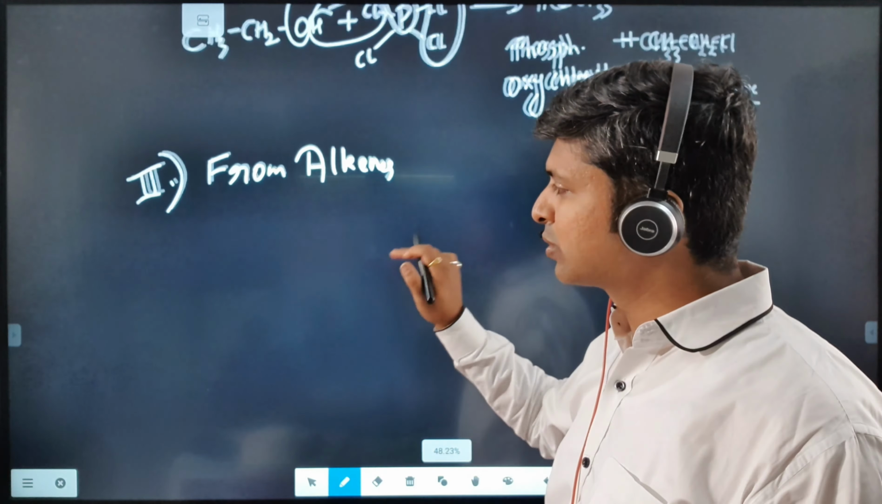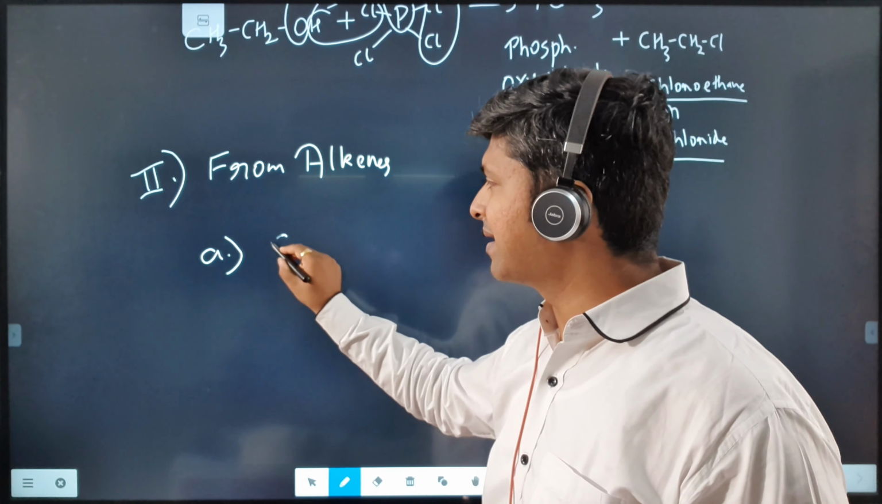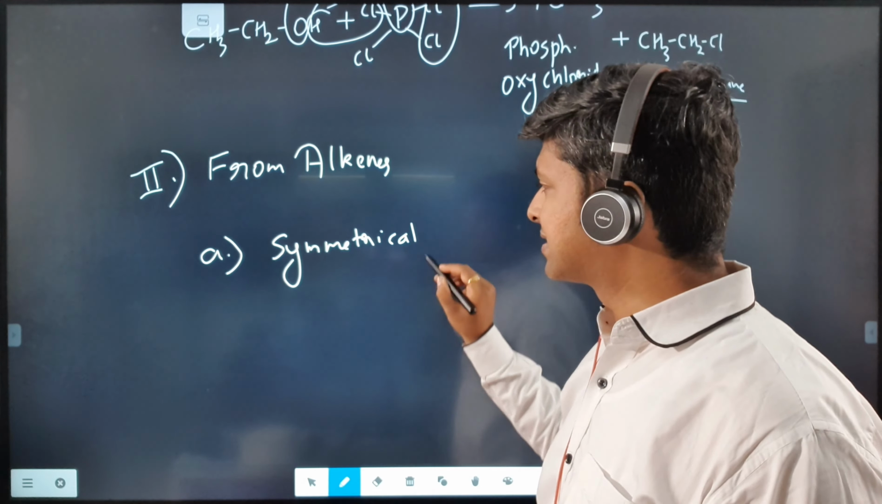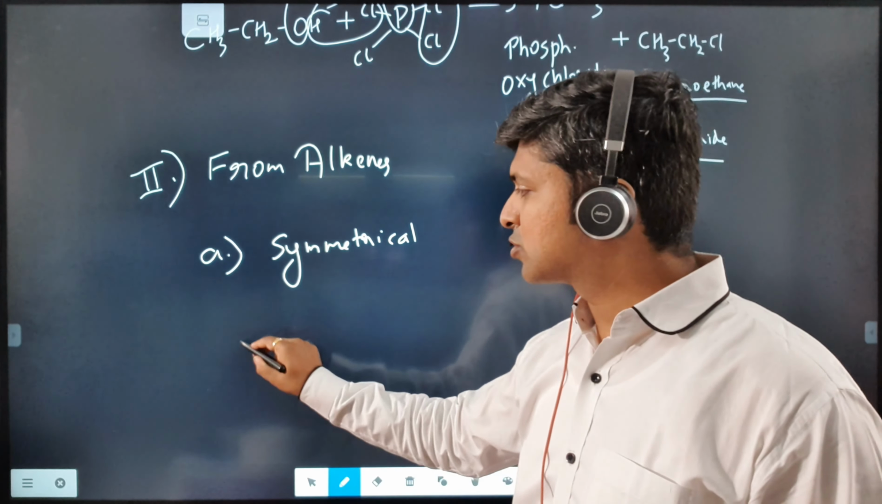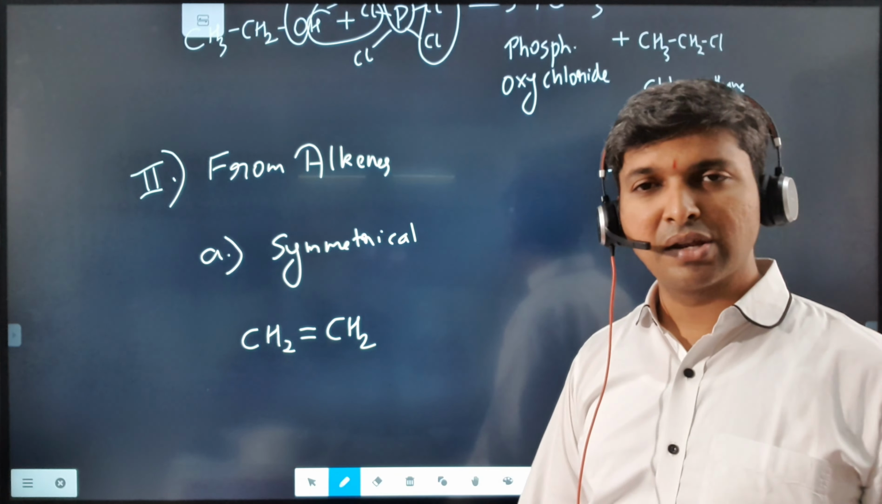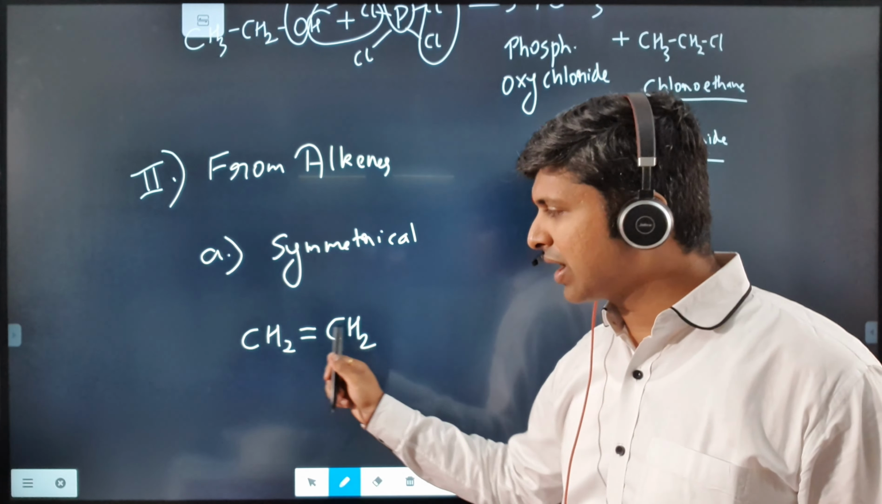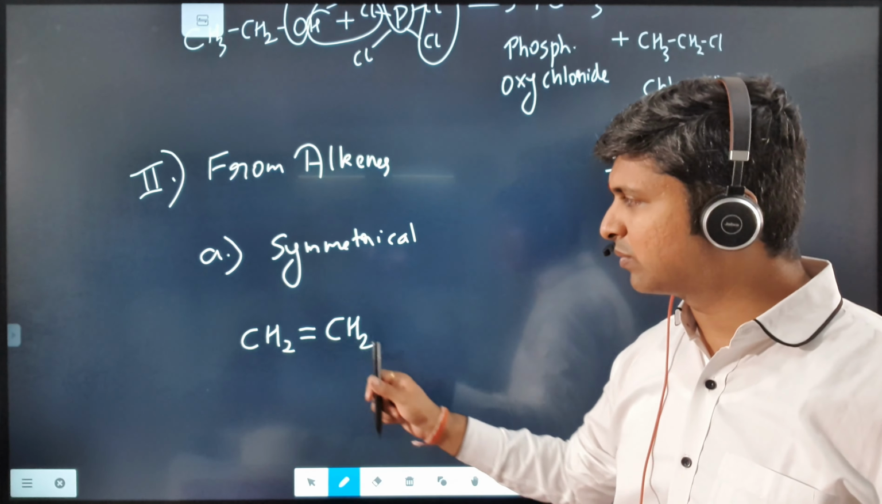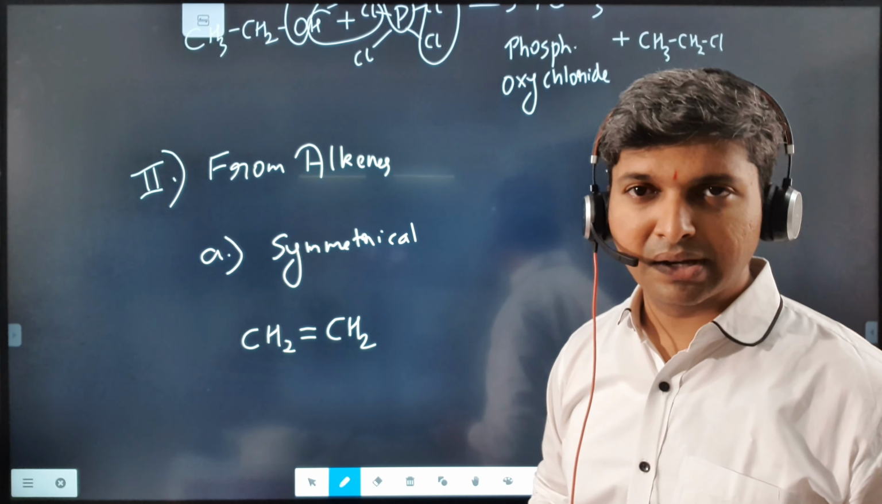Now, I can use two types of alkenes. First one will be symmetrical alkenes and the second one will be asymmetrical alkenes. Let's first see symmetrical alkenes here. So symmetrical meaning what? The two carbons which are sharing the double bond, please pay attention here, are having equal number of hydrogens. And if they are having equal number of hydrogens, it's called a symmetrical alkene.